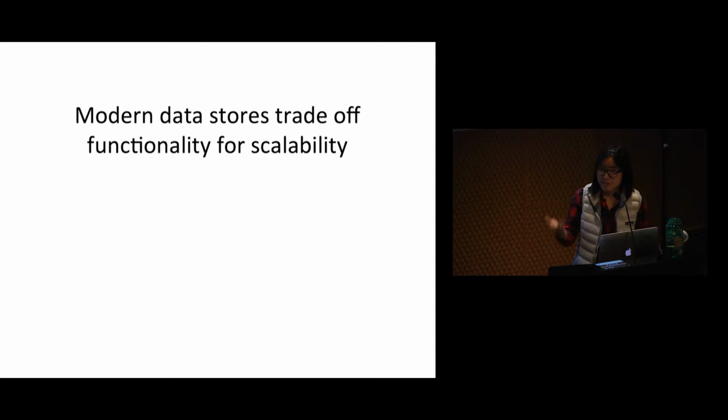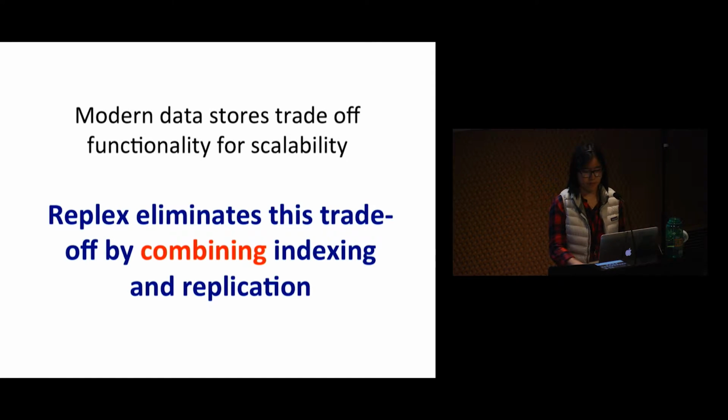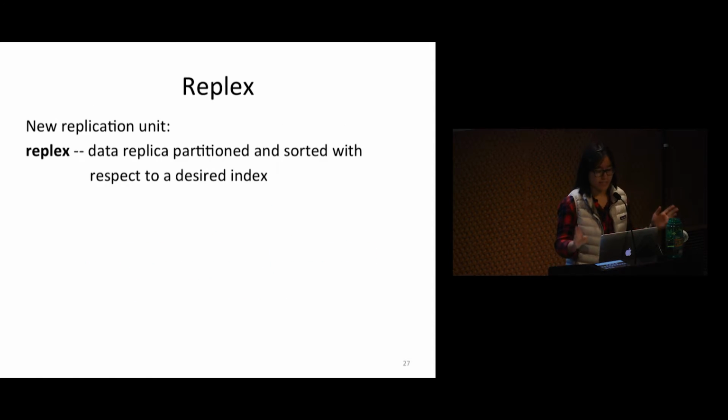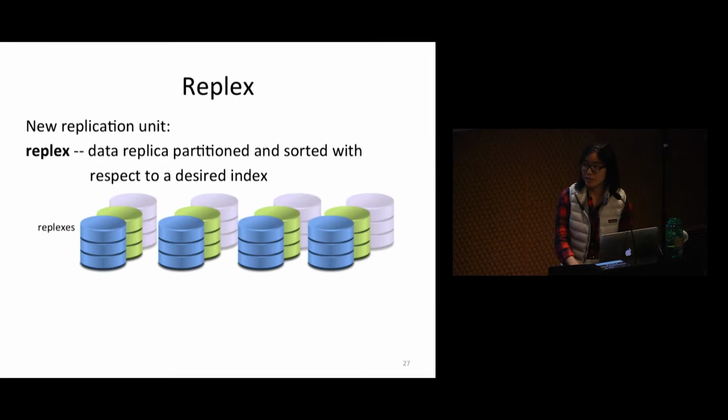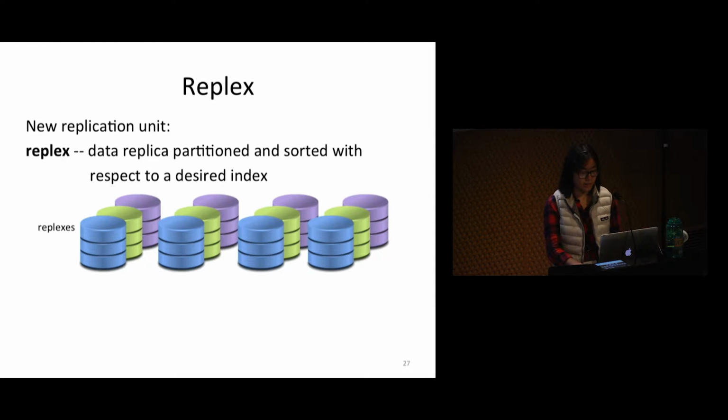And now I want to introduce our system, Replex, which actually eliminates this trade-off by combining indexing and replication into a single protocol. So how do we do this? We have a new replication unit, which we call a Replex. And a Replex is essentially a data replica that's partitioned and sorted with respect to some associated index. So in the diagrams from earlier, each of these sets of partitions are individual Replexes. And as you've probably guessed, it's called a Replex because it combines data replication and indexing. Naming is very important.